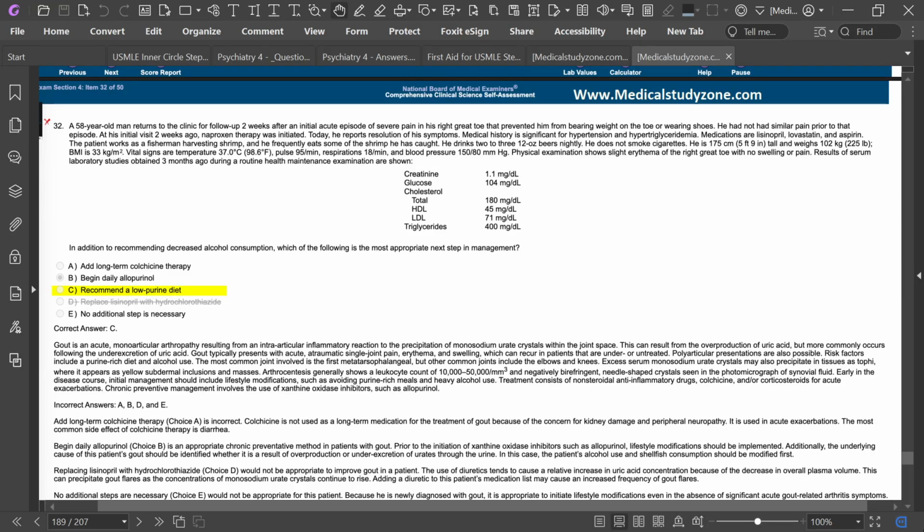One thing I want to add: shellfish, like seafood, and red and organ meat contain high purine. These are the high purine-rich foods, and high protein-rich foods.